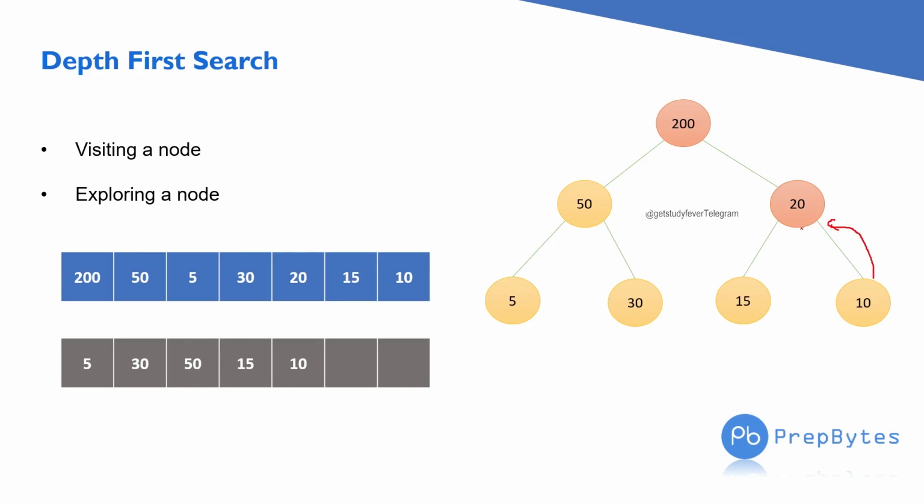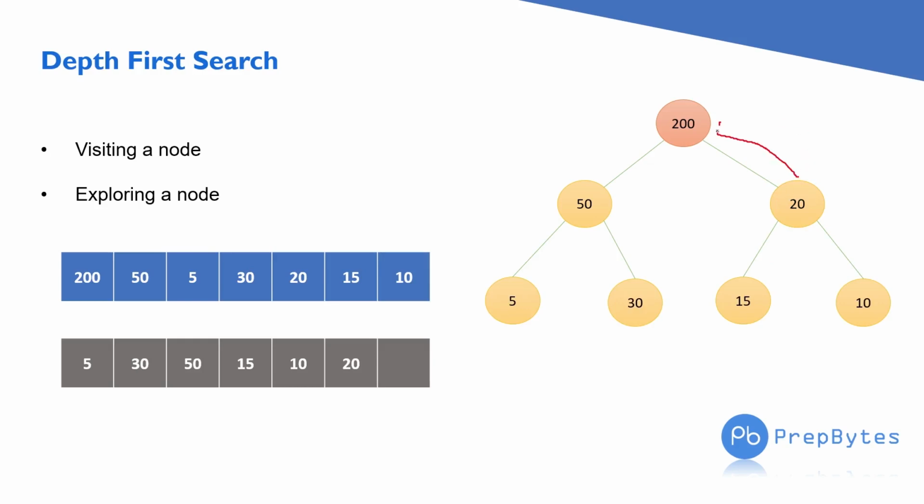When we check for 20, is 20 completely explored? Are all the neighbors of 20 visited? 15 is visited, 10 is visited, 200 is also visited. So yes, 20 is completely explored. Now think what will happen. Where will we go? Now we will go to 200.